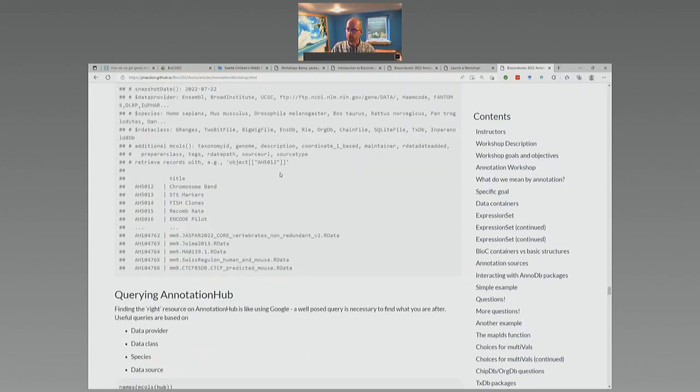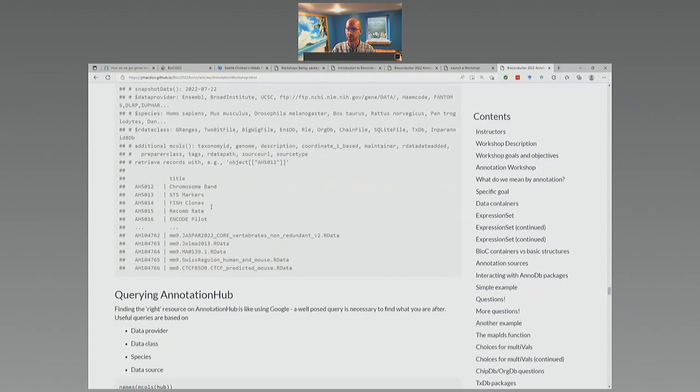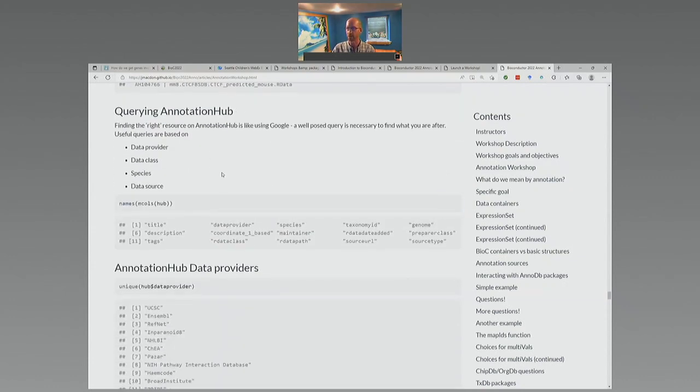So 65,000 things, it's kind of hard. The trick here is kind of like when you're trying to figure something out and you're using Google. The best way to do things is to do a good query. And the best queries are based on the data provider, the data class, the species, and the data source. So if we do this mCalls on the hub, it'll tell us what all of these are, so it's basically a big data frame.